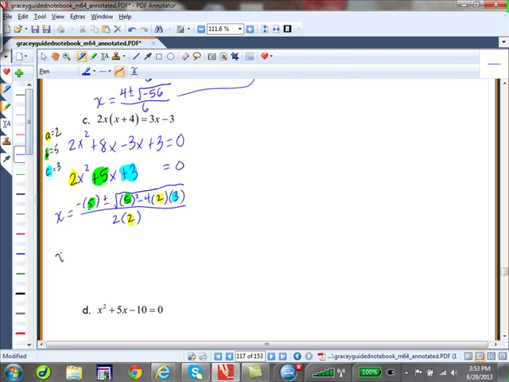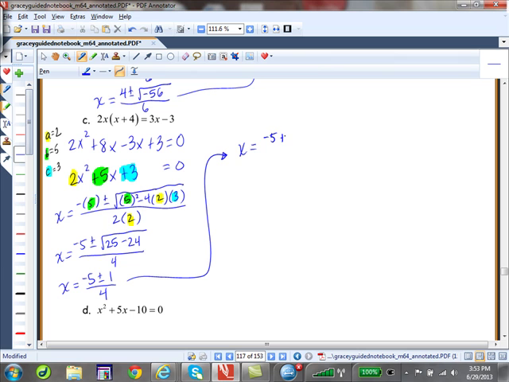So we have x equals negative 5 plus or minus the square root of 25 minus 24 all over 4. So we get x is negative 5 plus or minus, well, 25 minus 24 is positive 1, so we'll just get 1 over 4. So what does this mean? That means that x is negative 5 plus 1 over 4, or x is negative 5 minus 1 over 4.